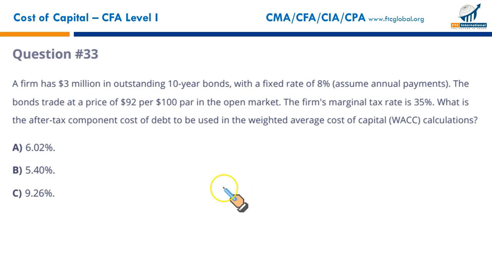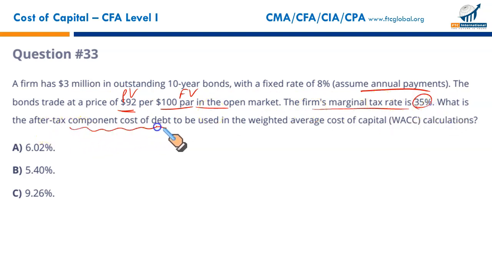Next, a firm has 3 million in outstanding 10 years bonds with a fixed rate of 8%. Assume annual payments. The bond trades at a price of 92, the current price, that's PV, 100 par, that's FV. The firm's marginal tax rate is 35%. What is the after-tax component cost of debt to be used in weighted average computation?